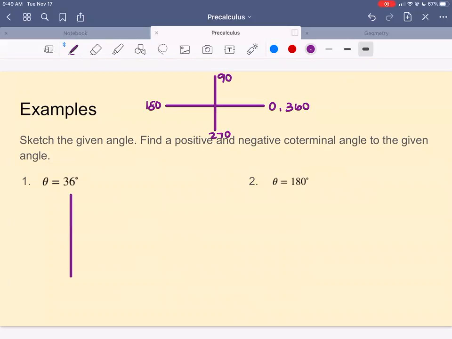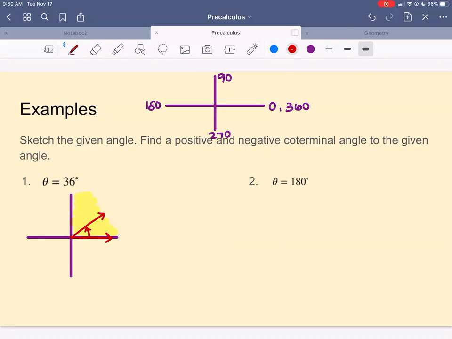All right, so for angle number 1 here, we have a 36-degree angle. So we're just going to do a rough sketch. 36 we know is going to be somewhere in this quadrant here because we know that it's between 0 and 90, and it's less than halfway. So when we draw this, we're going to do our initial side on the x-axis every time. And then we're going to draw our angle so it's a little bit less than halfway. And then because it's positive, we want to draw our arrow going up that way.